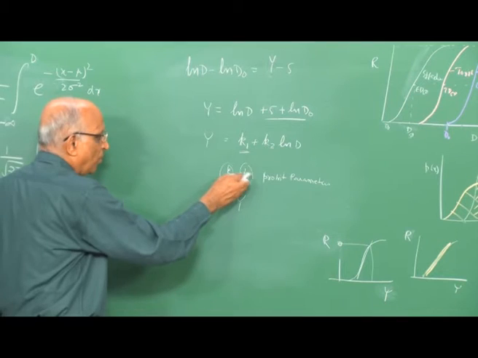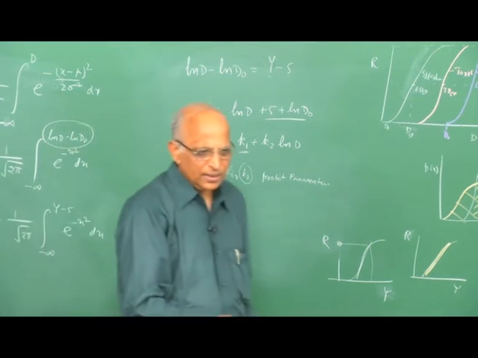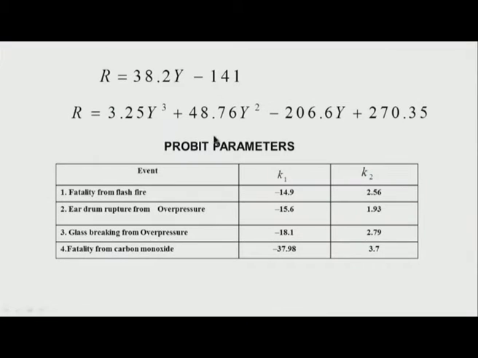Therefore, let us take a look at the probit parameters k1 and k2, and these are determined for different types of explosions. Let us say whenever I have a flash fire, the value of k1 is minus 14.9, the value of k2 is 2.56, where, as I said earlier, the capital Y, which is probit, is equal to k1 plus k2 ln of the dosage. Similarly, for eardrum rupture from overpressure, the value of k1 is equal to minus 15.6, the value of k2 is 1.93. If I have glass breaking because of overpressure, we found that this overpressure was of the order of something like 0.75 kPa at which the glass bursts.